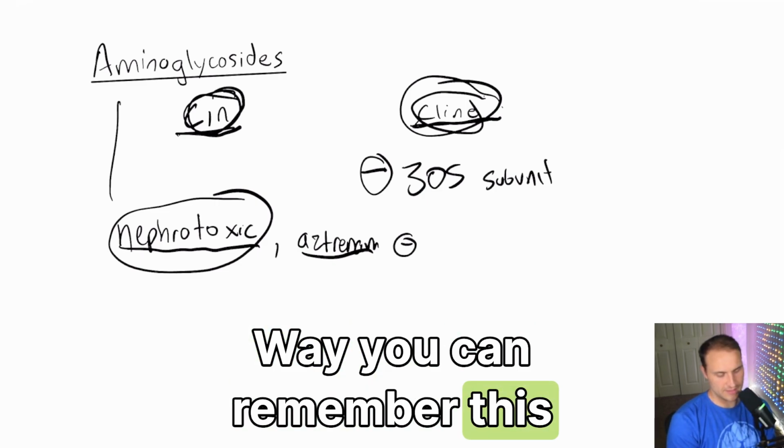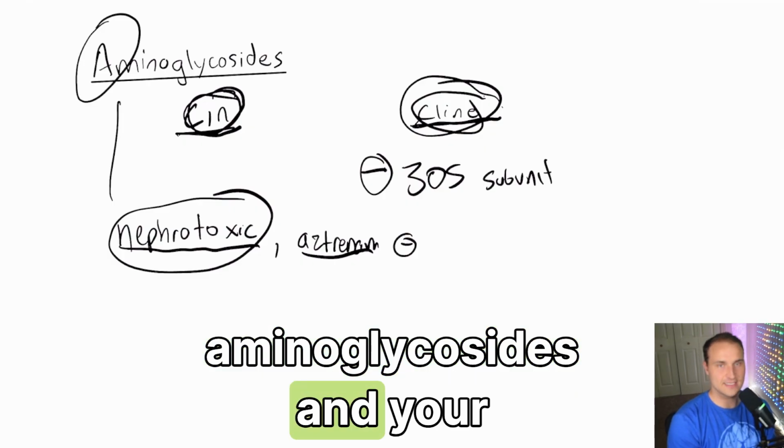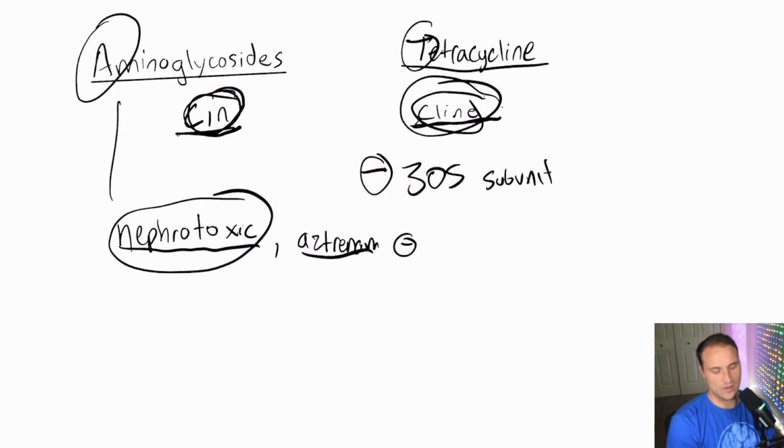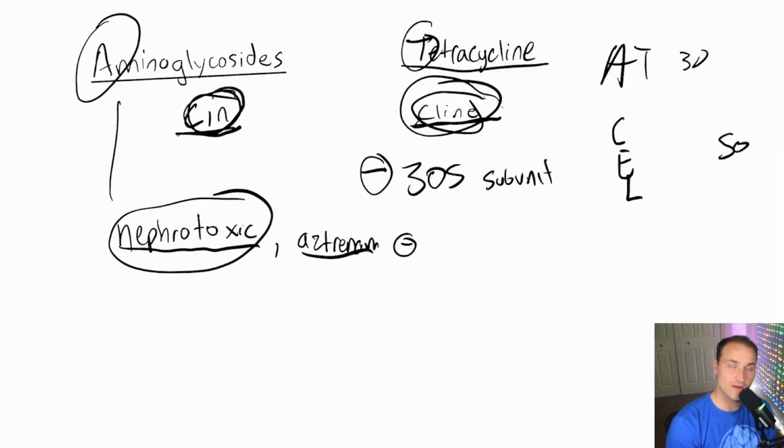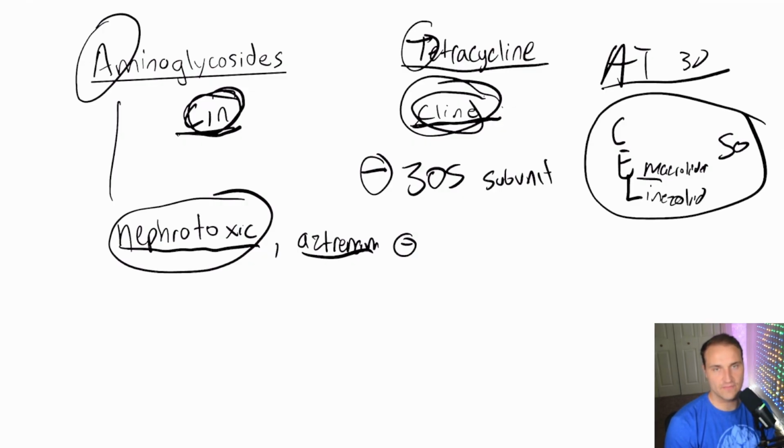And a way you can remember this is you have your aminoglycosides and your tetracyclines. Then remember your cyclines, your clines, and your A's is you buy at 30, and then you're going to want to sell at 50. And what does SELL stand for? Chloramphenicol, clindamycin. E stands for erythromycin. These are like your macrolides. And L stands for linezolid. So buy at 30, sell at 50.